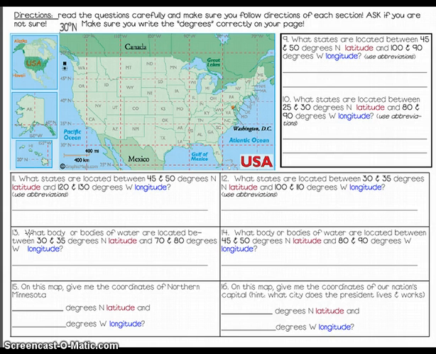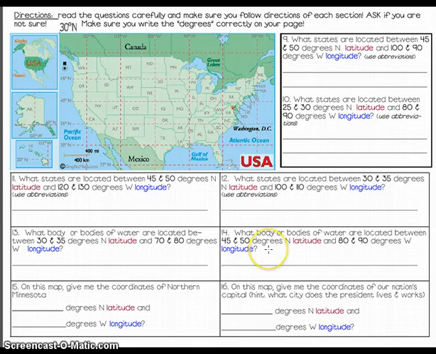13. What body or bodies of water are located between 30 and 35 degrees north latitude and 70 and 80 degrees west longitude? Pause and mark your answer.